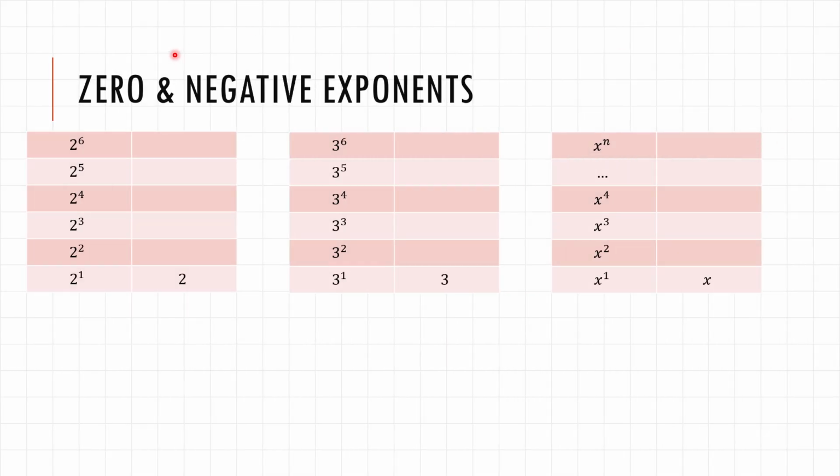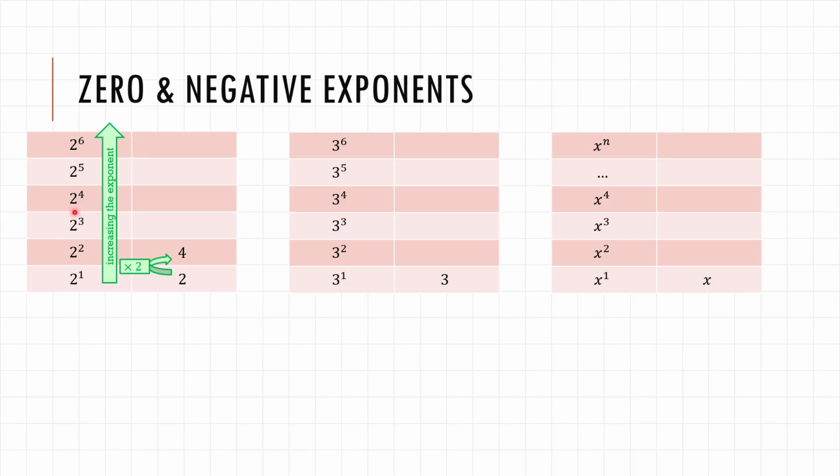To understand what happens when an exponent is 0, or even when it's negative, take a look at these tables of values here. As the exponents increase, so as we go from 2 to the power of 1 to 2 to the power of 2, and so on and so forth, notice that every time you increase the exponent by 1, you're multiplying by the base once more. So this is 2, and then 2 to the power of 2 means 2 times itself, 2 times. So 2 times 2, and that gives us 4.